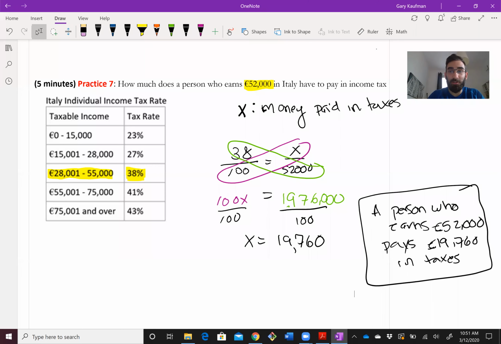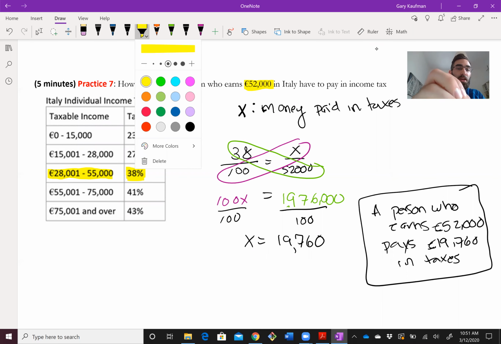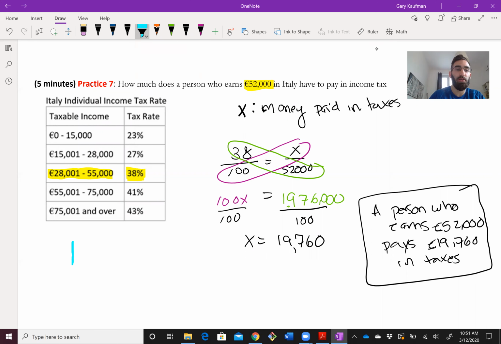Okay, so this is how much a person who earns 52,000 in Italy has to pay in taxes: 19,760 in taxes. As a reminder, if you're earning 10,000 and that's all you're earning, then you're going to pay 23%, because 10,000 is between 0 and 10,000.